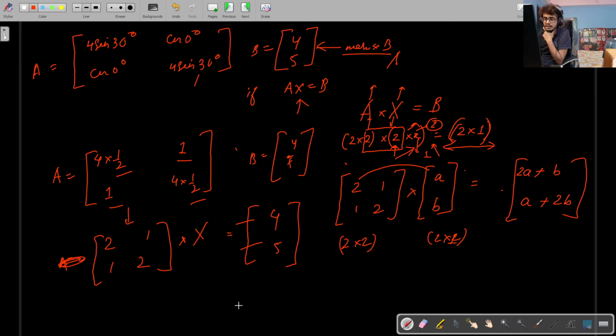Okay, so now we need to find what A and B are. We know that 2A plus B is equal to 4, right? And A plus 2B equal to 5. So we have two simultaneous equations, so we can solve it. How do we solve it?